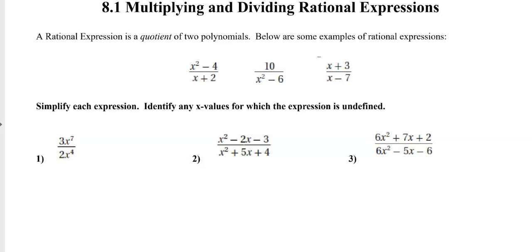All right, 8.1. So chapter 8 is all about rational expressions and radical expressions. We're going to be getting into radicals a little bit later in the chapter, but the first half of the chapter is talking about rational expressions. So what is a rational expression? Well, it's a quotient, which basically means a ratio or a division of two polynomials.